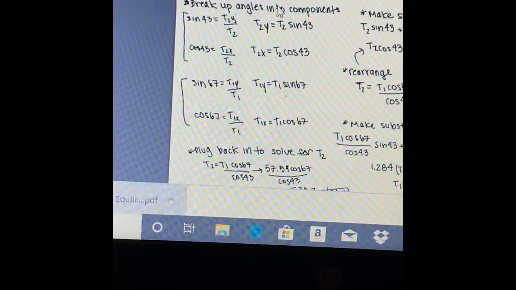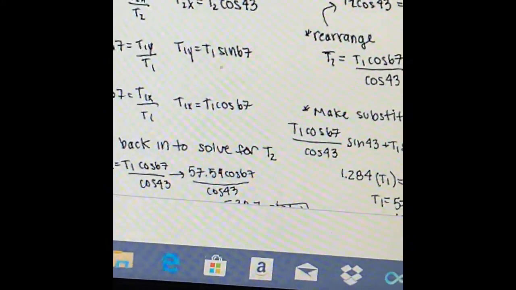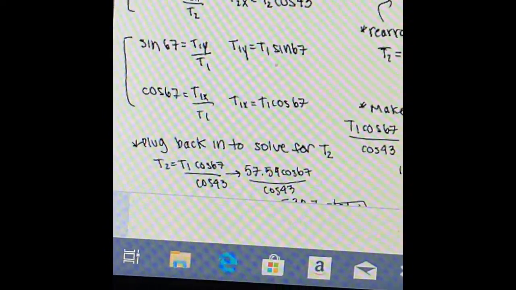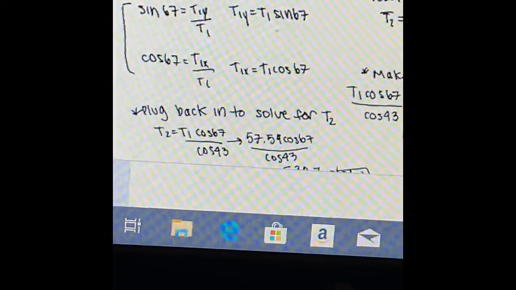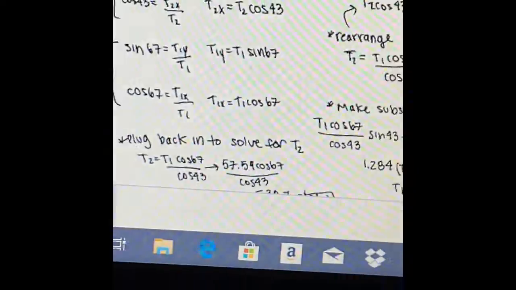So on this here, we have 4 equations. The way to form these 4 equations is right here, but a simple way is just to memorize it. Simple, T1x equals T1 cos 67. Once you get one equation down, just use it as a reference to get the others.